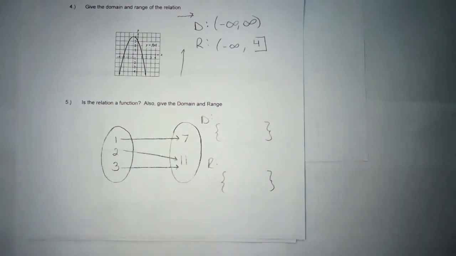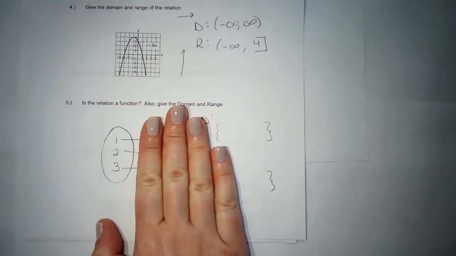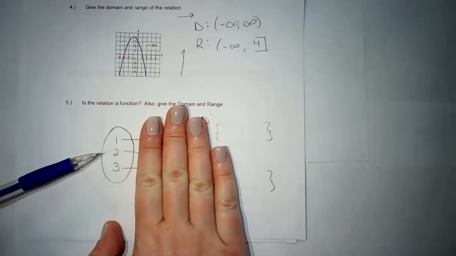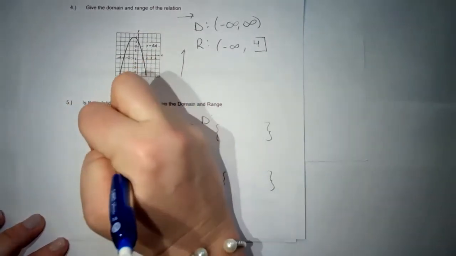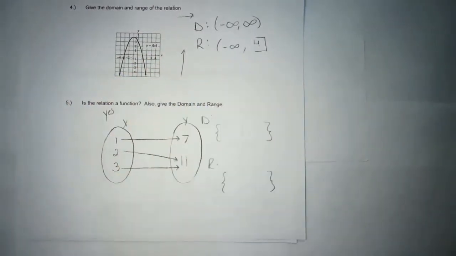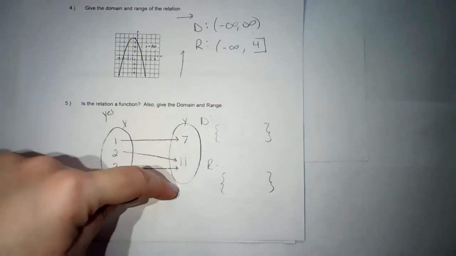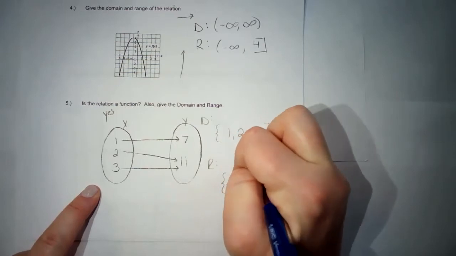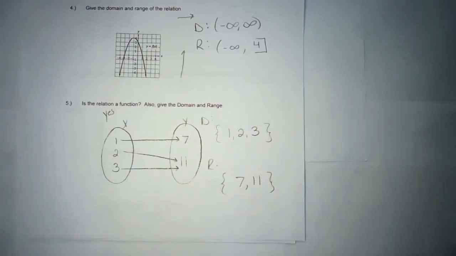First question wants to know, is it a function? Remember, to tell if it's a function, you cover up the y's, you cover up this side, and does every single x have one line coming out of it? Yes, so it is definitely a function. Because remember, these are your x's, these are your y's, so this is your domain, this is your range. So my domain, I'm just going to list these. In my range, I'm going to list those.